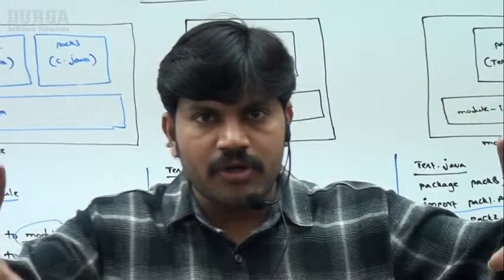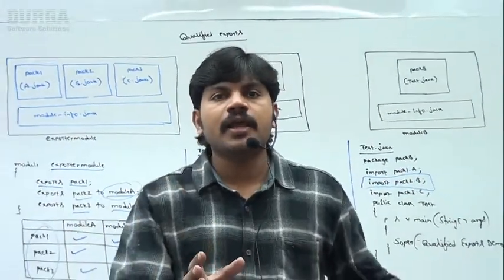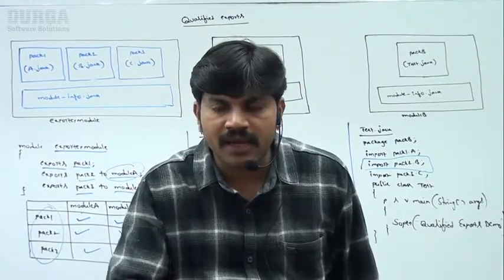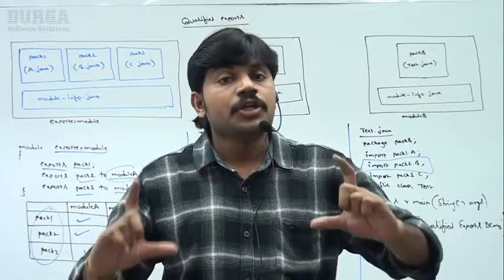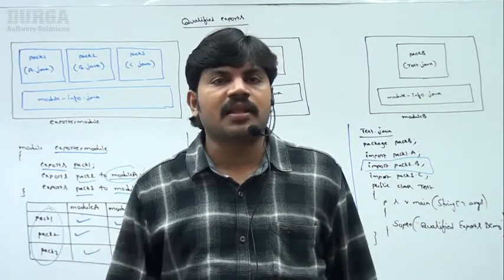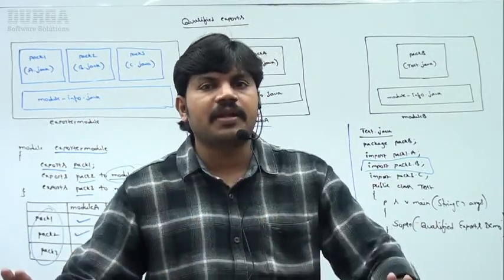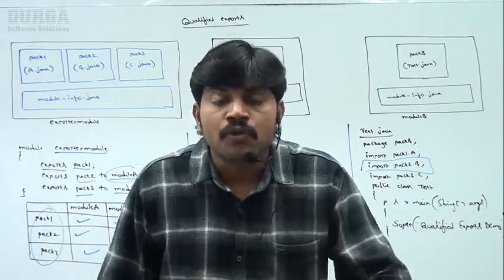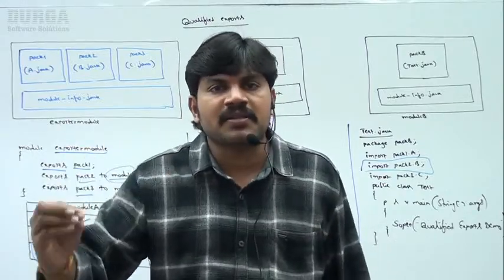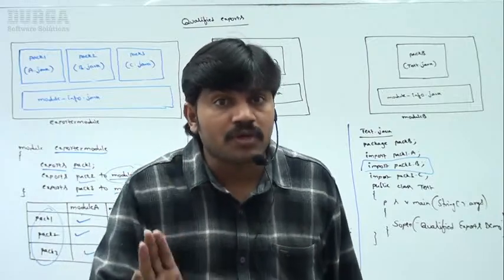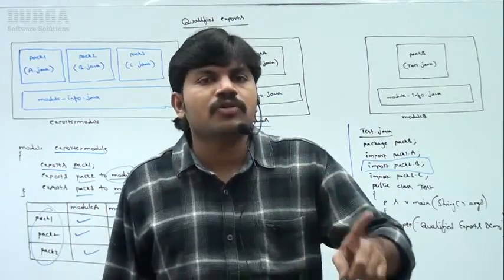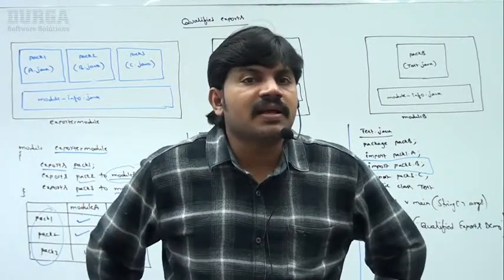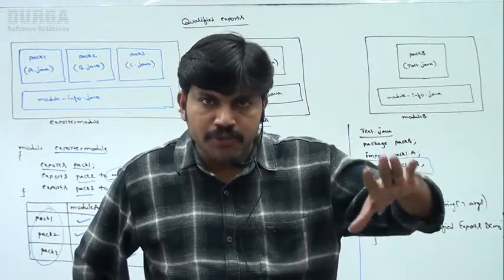I'm taking 3 modules: exporter module, module A, module B. Sir, for module A, all the 3 packages are available. In module A, if you are trying to use all the 3 packages, you're never going to get any compile time error or any runtime error. Happily it's going to run. But for module B, only pack 1 and pack 3 are available, but pack 2 is not available, right? If you are trying to compile module B, immediately a compile time error we are going to get. Are you in a position to understand, right?